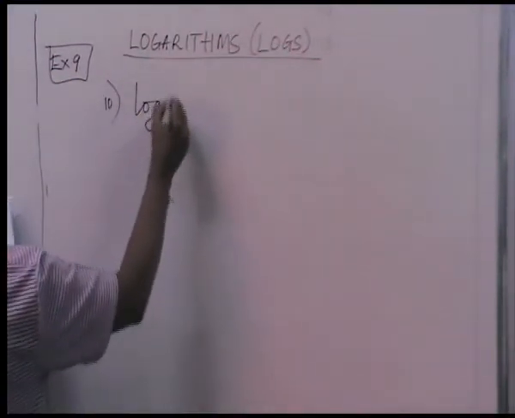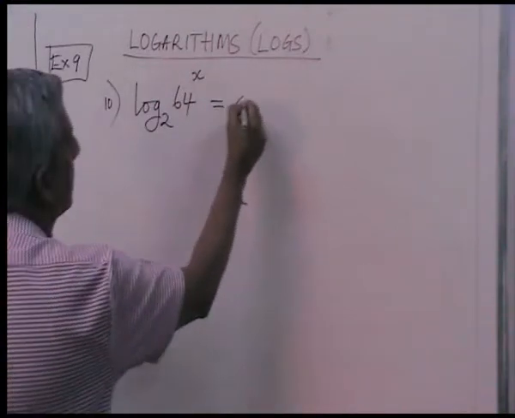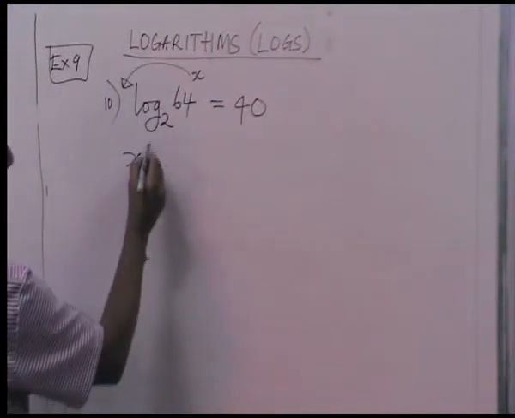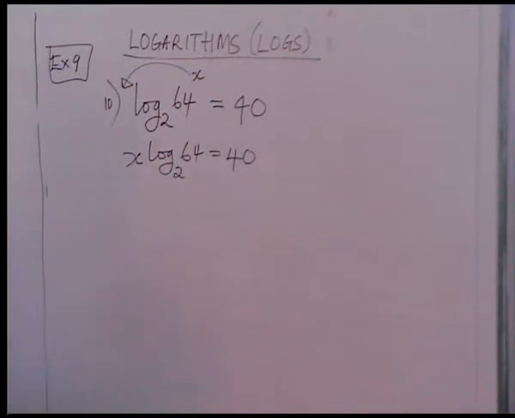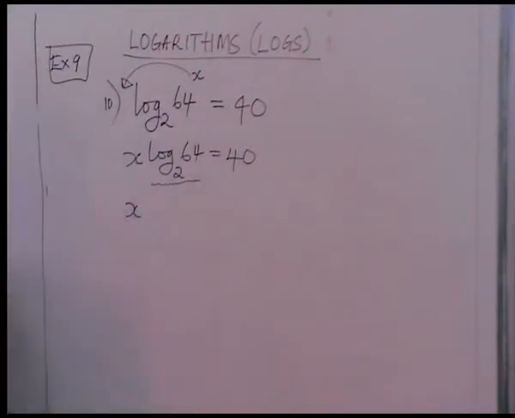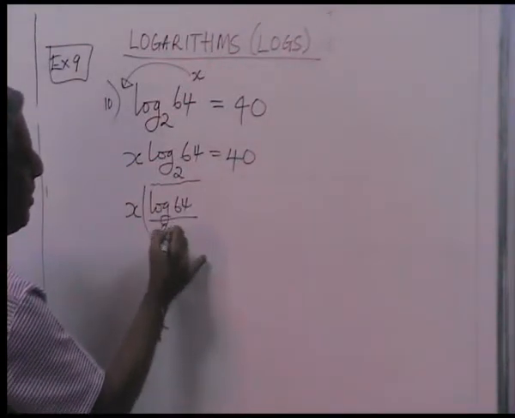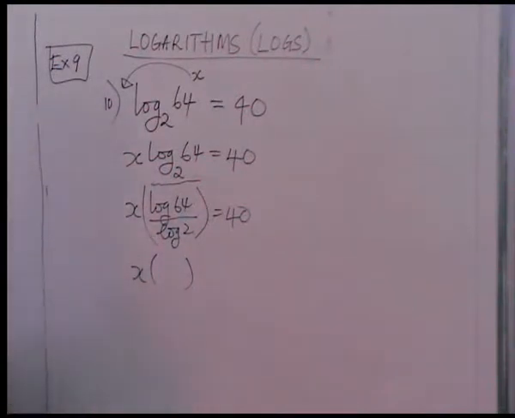Number 10, log of 64 to the index x to the base 2 is equal to 40. So if you like, you can use the power law and you bring the x to the front. So you'll have x log 64 to the base 2 is equal to 40. Now, I can change base here. To make my life easy, I will change base. So I will say log of 64 divided by log of 2 is equal to 40, times x. Now when you put log 64 divided by log 2 in the calculator, you will get 6.